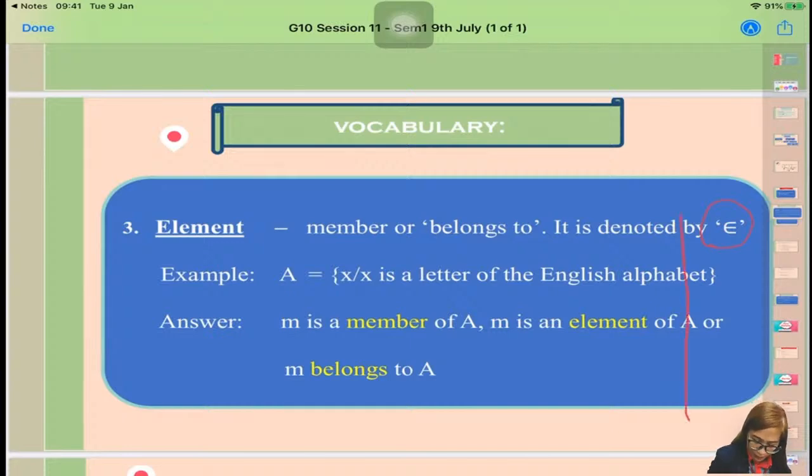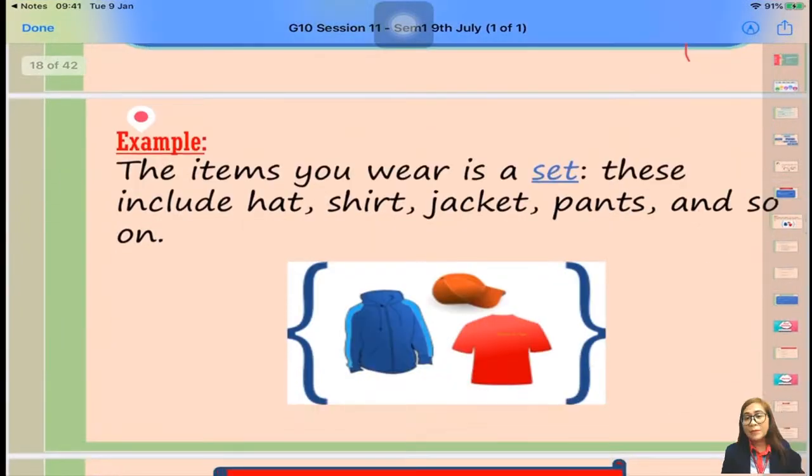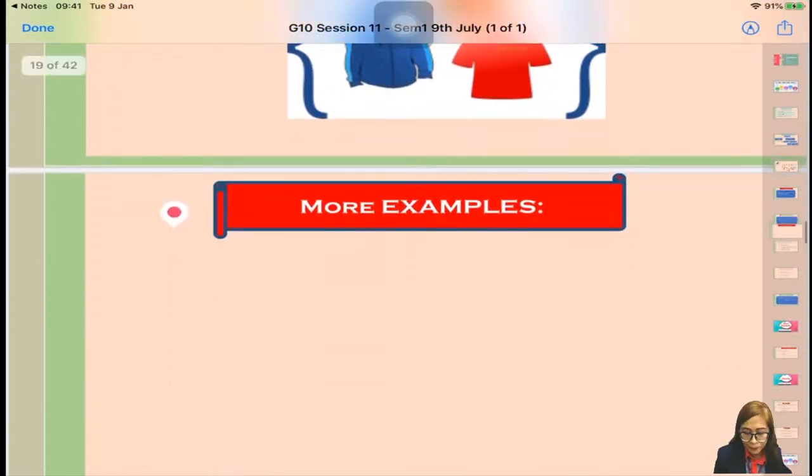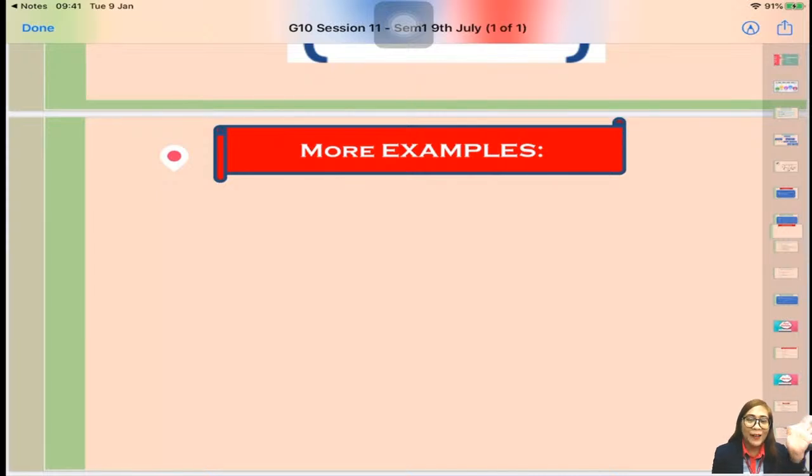Example, the items that you wear now is a set. These include the hat, the shirt, the jacket, the pants, and so on. So it is a collection of the outfits that you're wearing now. Okay, another example. Okay, who likes Blackpink of Korean Idol? If I ask you about the set of the members of Blackpink, so what will be your answer? So the collection of all members of Blackpink is a set.